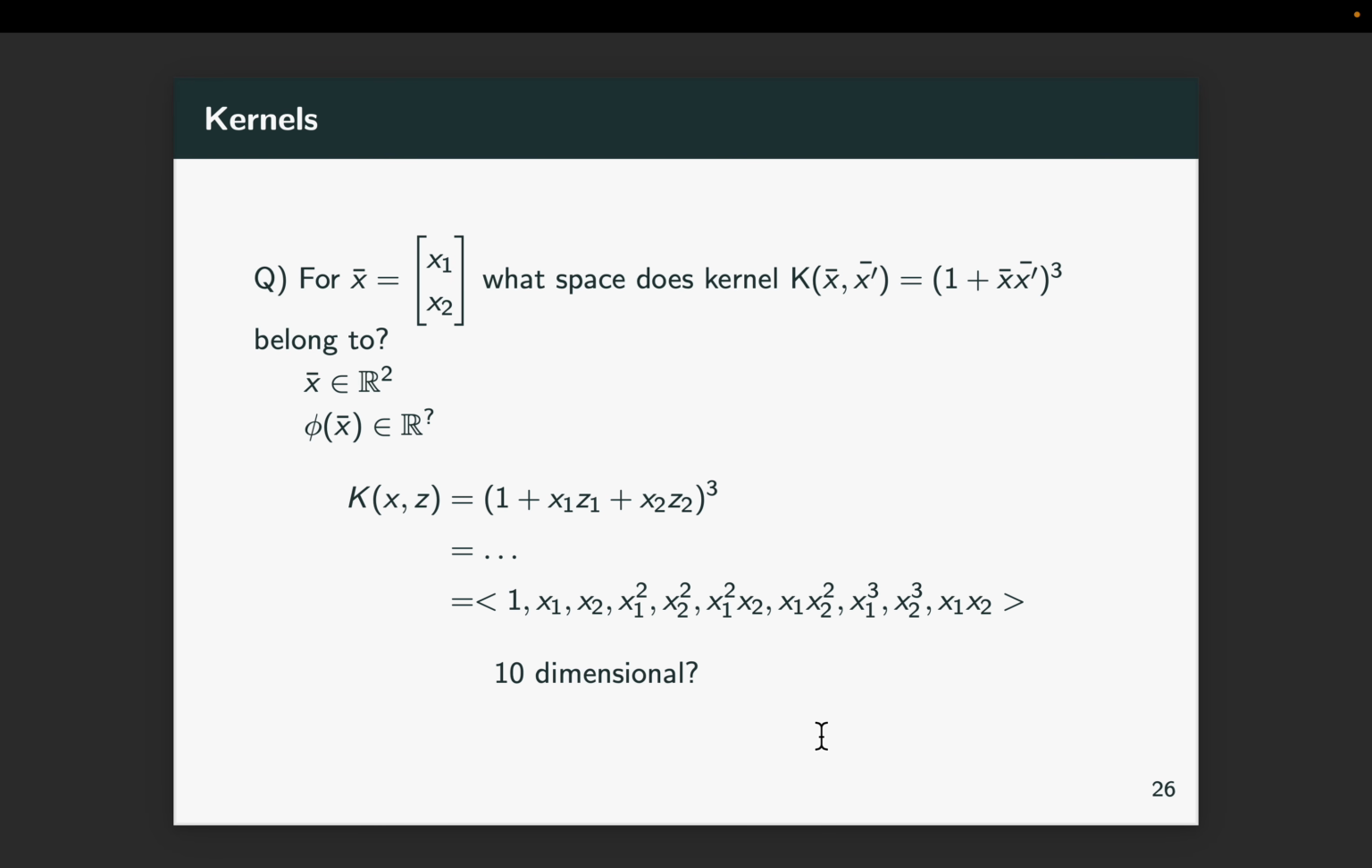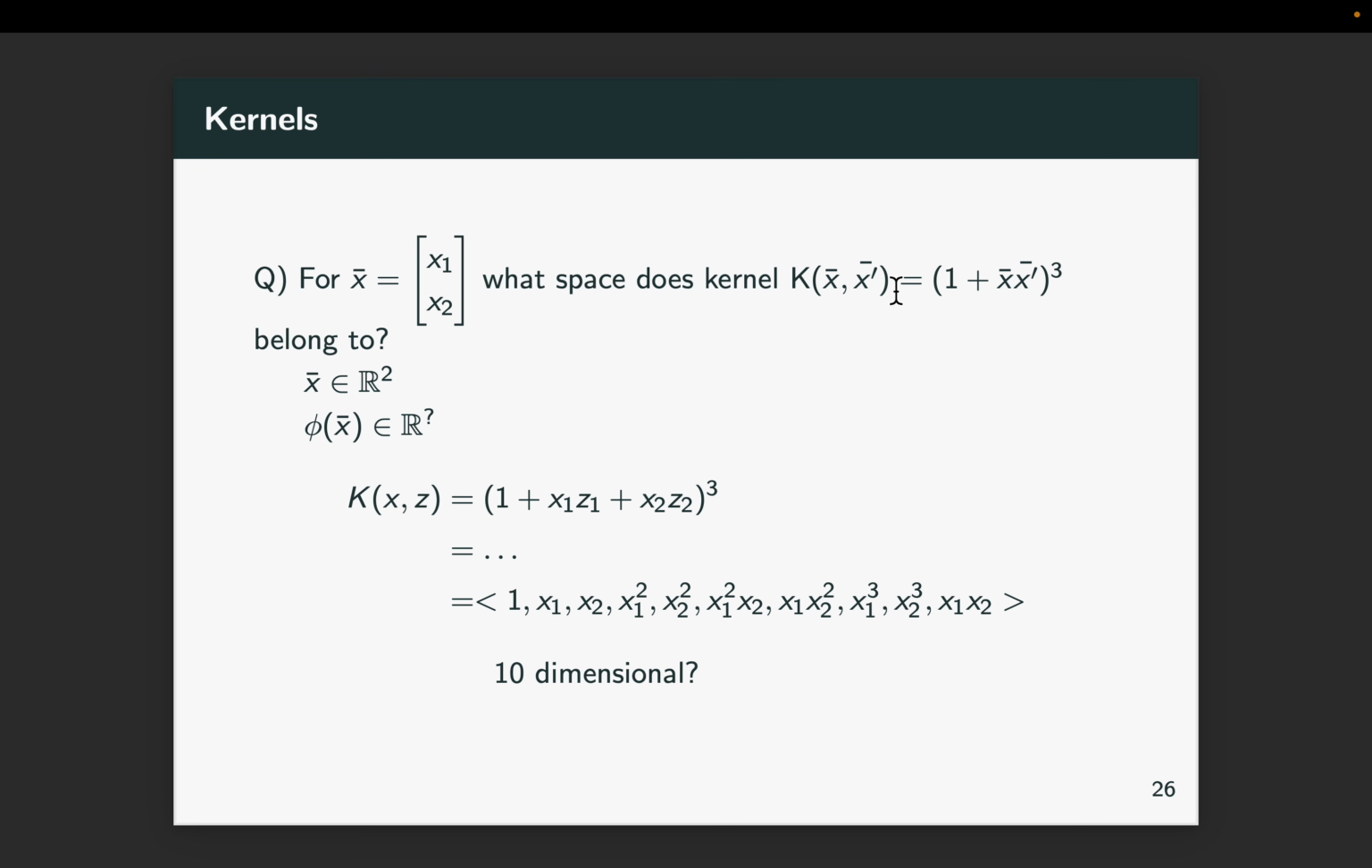Okay, question for all of you, can you solve this? The answer is there, but just try and solve this for your own satisfaction, confidence. Now your original input space is two-dimensional, x1 and x2, or x and y, or whatever you want to call them, and I have a kernel which is (1 plus xi xj) cubed. So what space does that belong to?